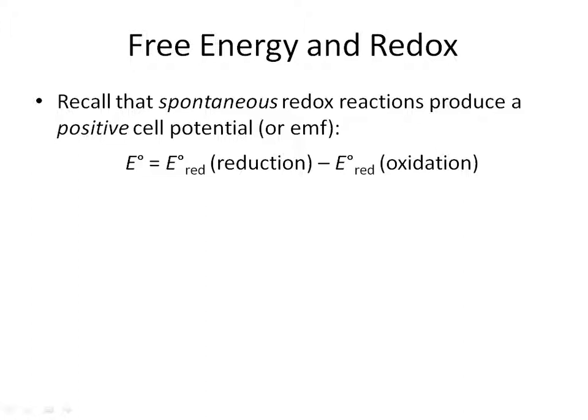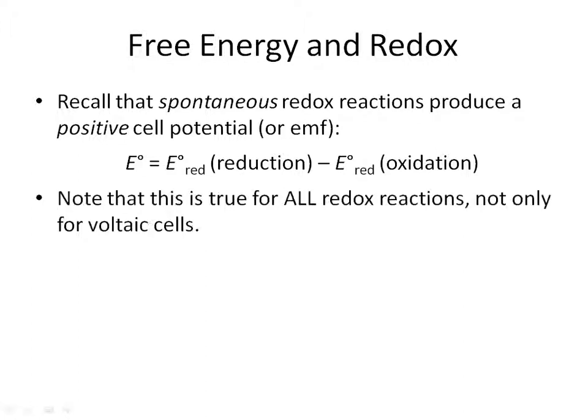To find the E naught of a cell, we need to know the standard reduction potentials of our reduction half reaction and our oxidation half reaction. So we just subtract one from the other. And just want to point out, this is true for all redox reactions. It's not only true for voltaic cells. So we don't have to just have this process occurring in a voltaic cell. Any redox reaction, the overall cell potential is going to be equal to this equation above.